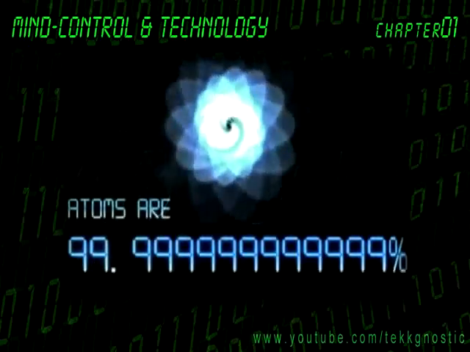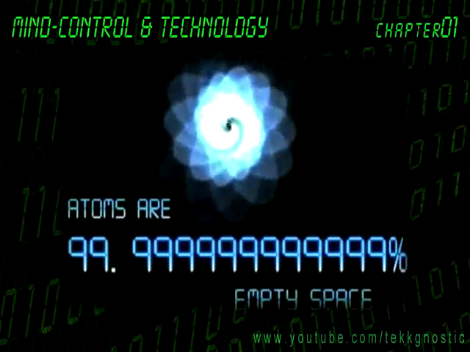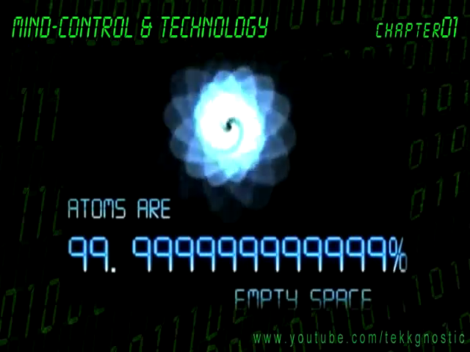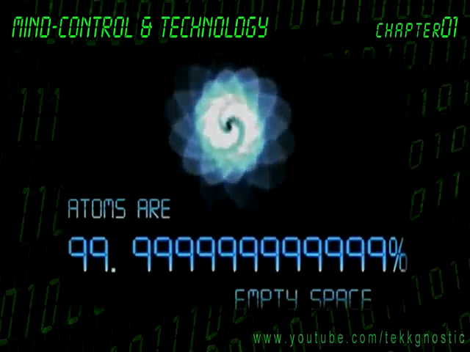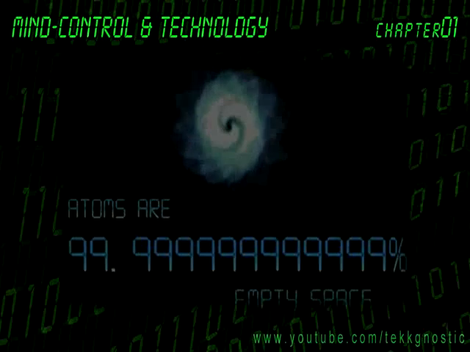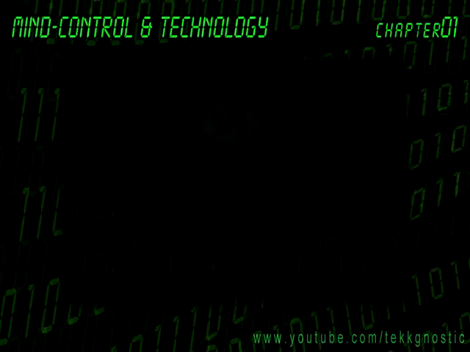Atoms are 99 with 12 nines after the decimal point, empty space. Again, this forces us to redefine how we see both ourselves and reality. If our bodies and everything around us is mostly empty space, then why do things have the appearance and feel of being solid objects?